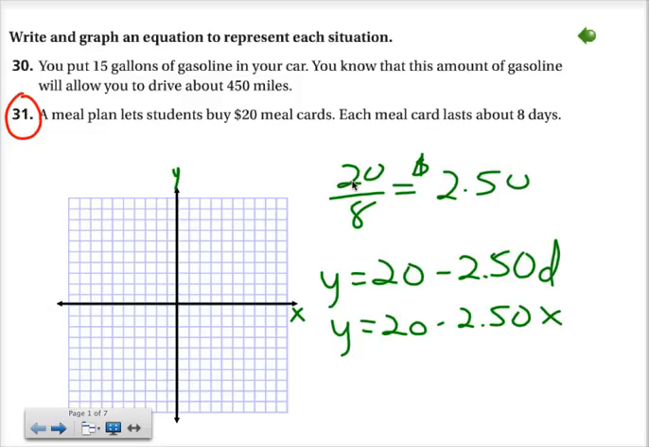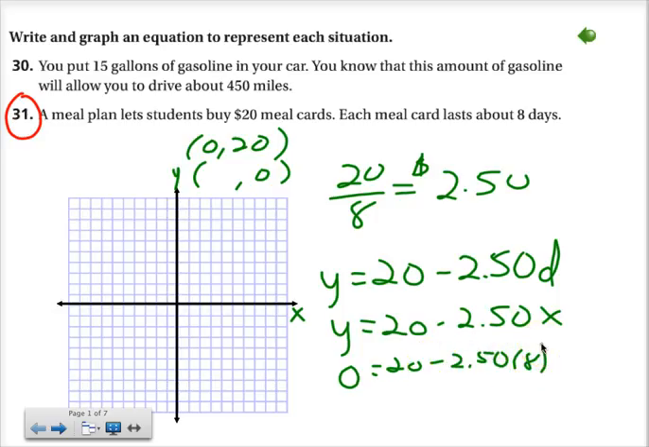So that is exactly what we do. In number 31, we want to think, okay, if they hadn't spent any money yet, so 0 days, they would have all $20. And then if the Y is 0, how does that work? Again, you can think of it as putting a 0 in right in here, and pretty soon you realize that's going to have to be an 8 for the other side to come out to be a 0. So 0, 20, and 8, 0 are what I want to graph here.